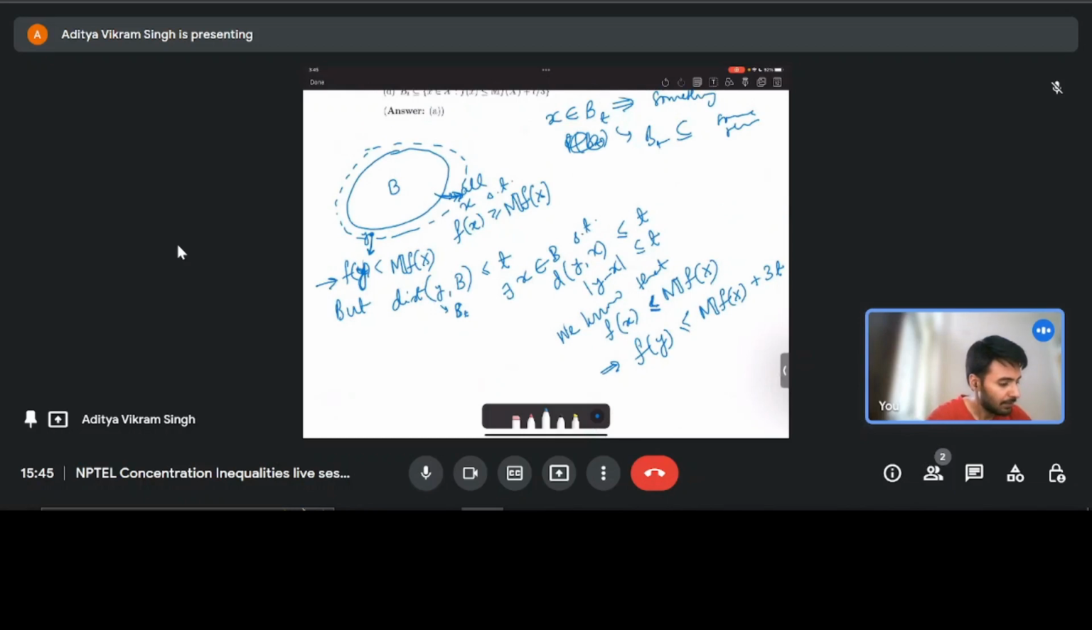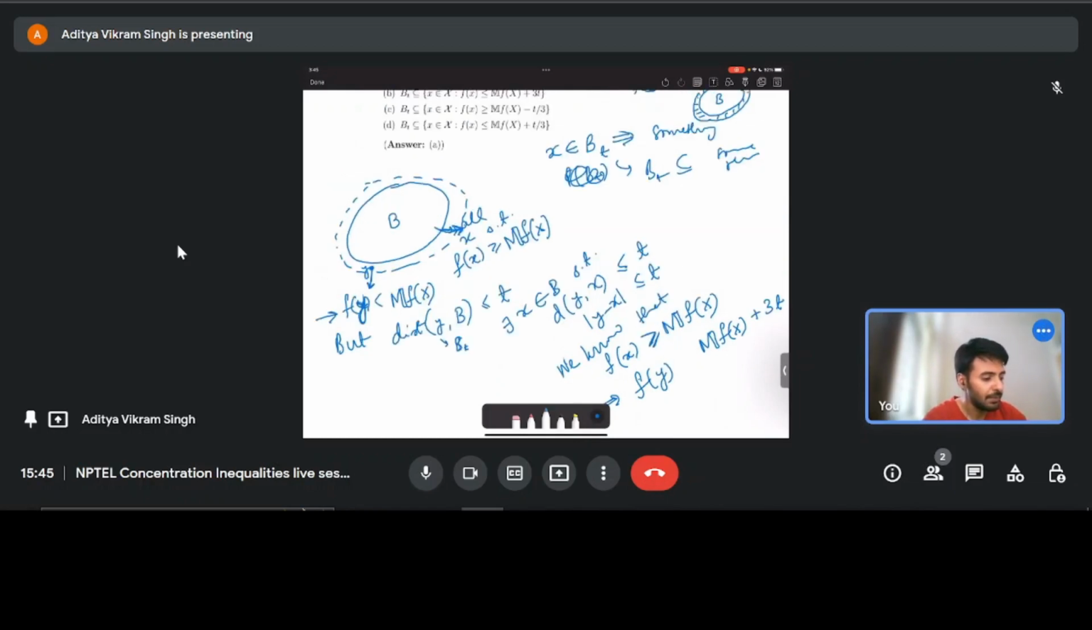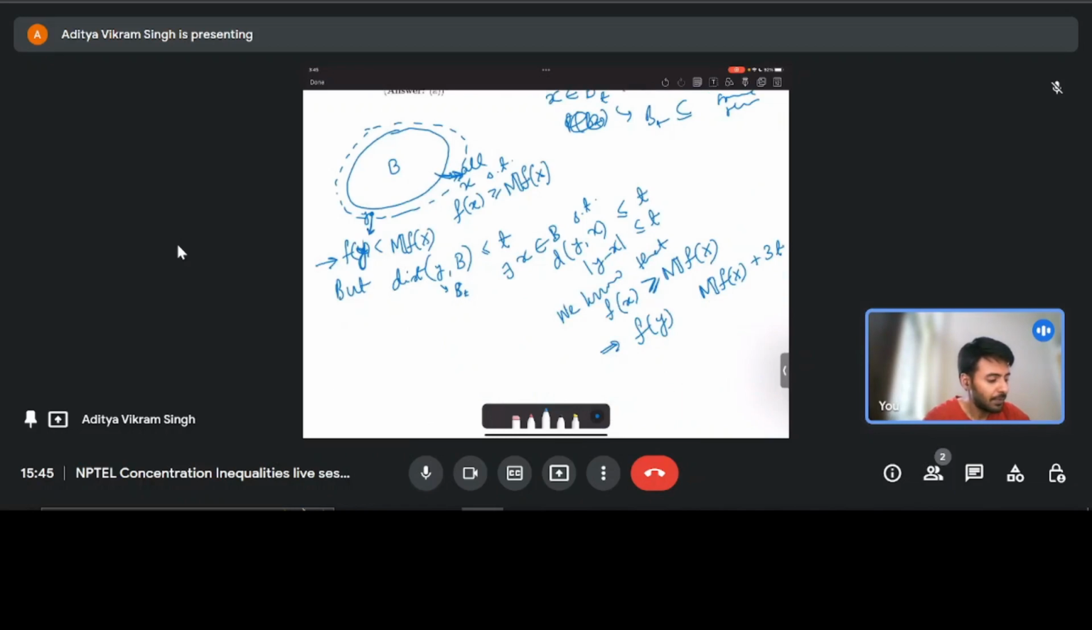so sorry, I think all the inequalities are reversed. So yeah, we know that f(x) is greater than or equal to, right? This is by definition of B. f(x) is greater than or equal to the median, and so f(y) would be greater than or equal to the median of f minus 3t.